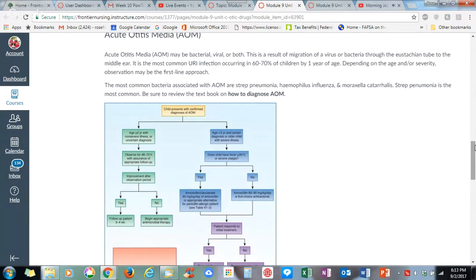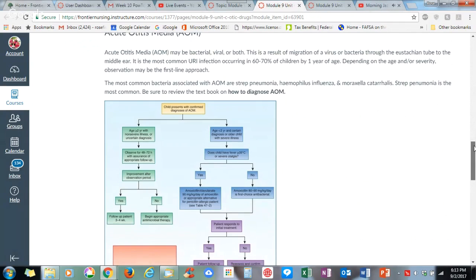The most common bacteria associated with acute otitis media are Strep pneumoniae, Haemophilus influenzae, and Moraxella catarrhalis. Strep pneumoniae is the most common. Be sure to review the textbook on how to diagnose acute otitis media.